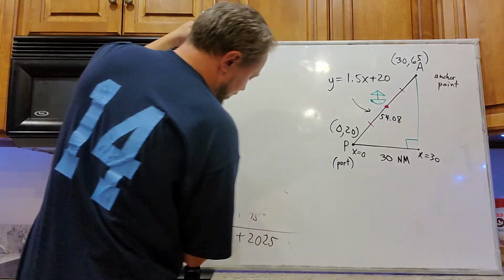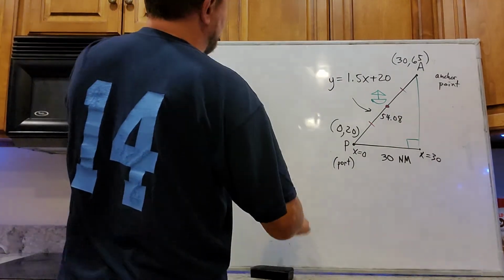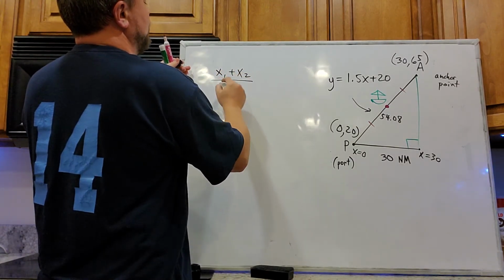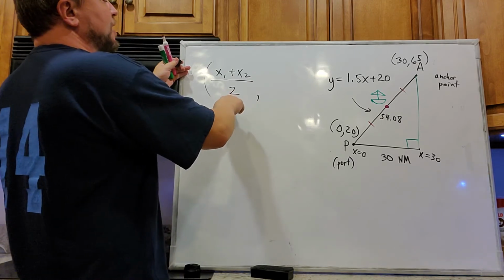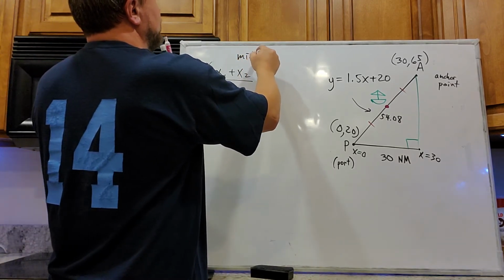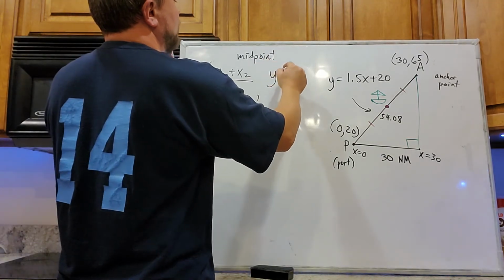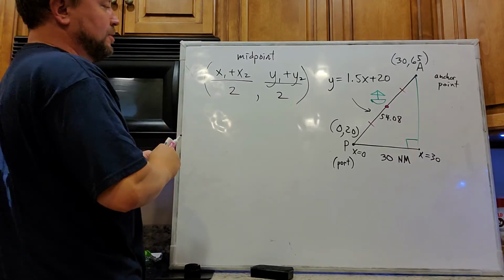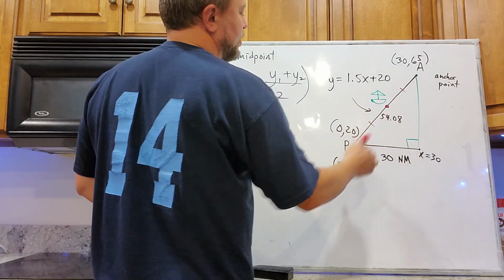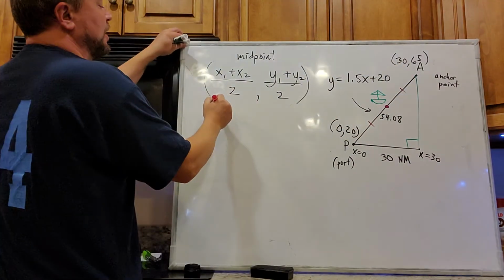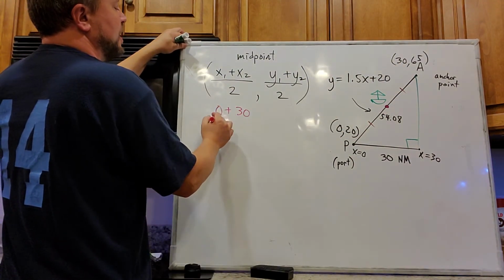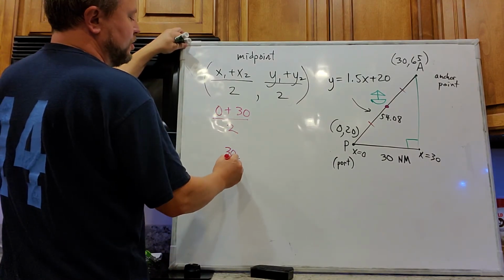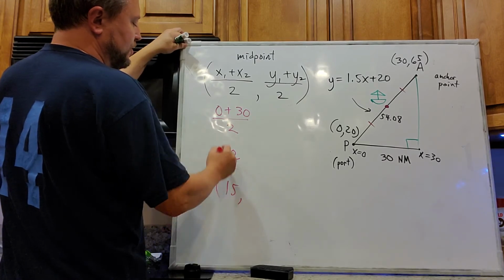because we could simply then make use of the midpoint formula, which we know is x1 plus x2 divided by 2. That's your new x value for the midpoint. And y1 plus y2 divided by 2. That's the new y coordinate. So if we plug into there for this, we're going to use 0 and 30 for my x values. So I add them and divide by 2. 0 plus 30 is 30. 30 divided by 2 is 15.